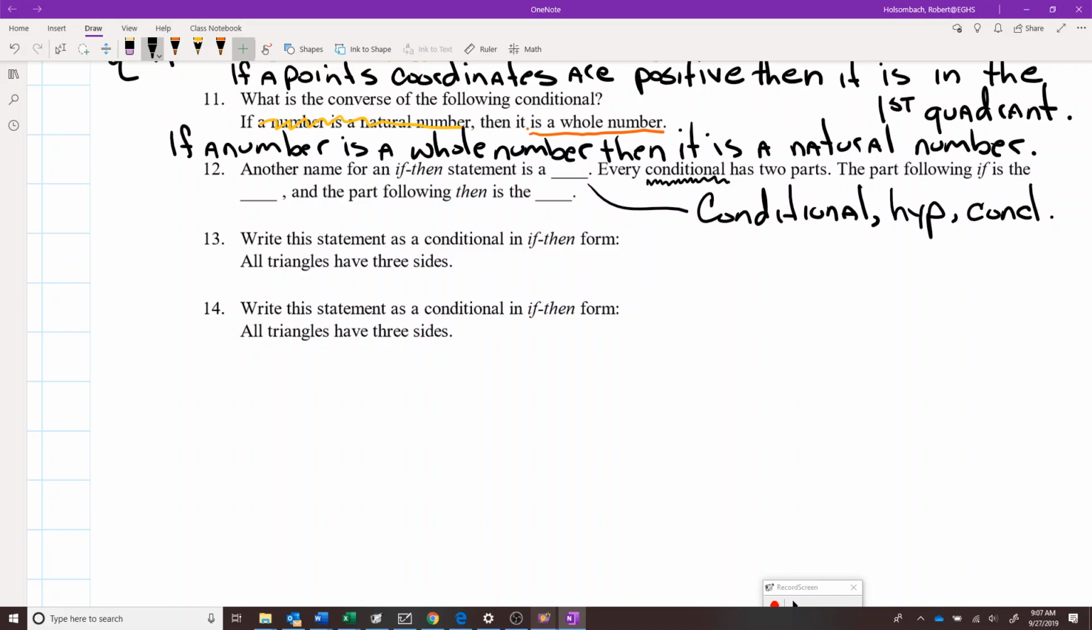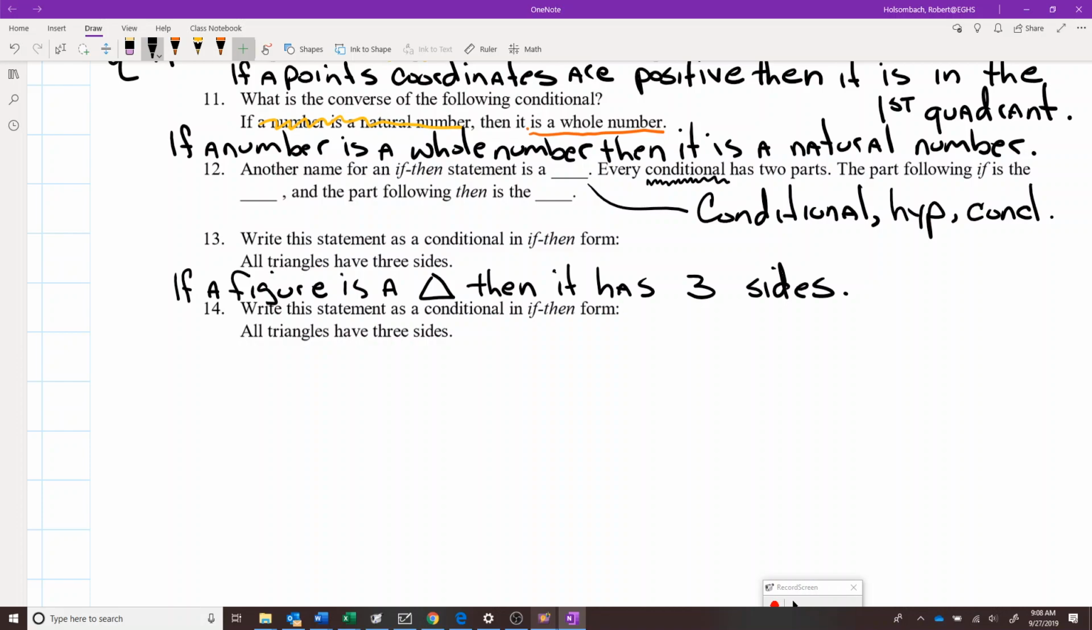Alright, 13 and 14. Write this statement as a conditional in if-then form. All triangles have three sides. We got to put it in if-then form. So we can say if a figure is a triangle, then it has three sides. And it doesn't have to be exactly those words. If a figure is a triangle, it could be if a shape is a triangle, if a polygon is a triangle. Okay? Any of those will work.